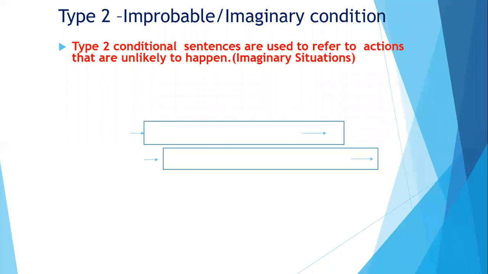Type 2 usually talks about imaginary conditions. Will you read the note I have given you? Type 2 conditional sentences are used to refer to actions that are unlikely to happen. That is imaginary. So if you want to talk about an imaginary situation, you need to use this type. Okay, dear students, let's look at an example.